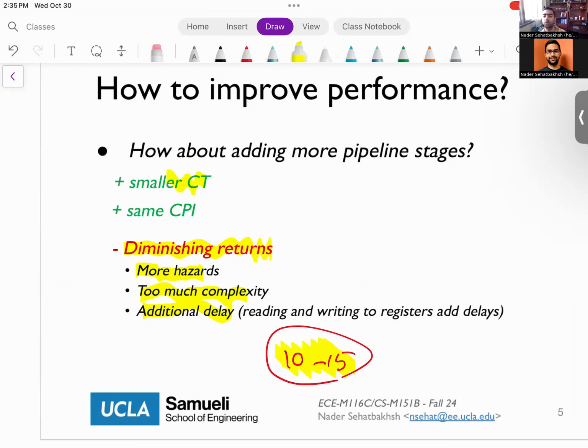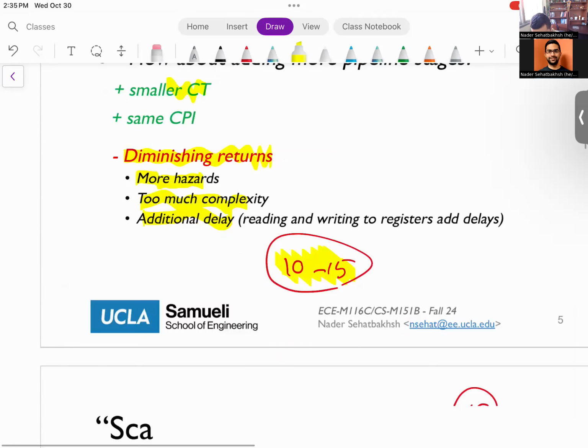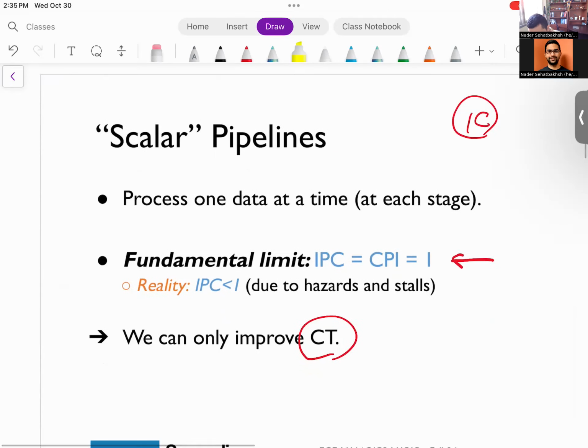So we hit the wall at some point where we can no longer add more pipeline stages, CT stays the same, and CPI is always equal to 1, which means IPC is also equal to 1. Another thing to consider is that the reality is CPI is usually more than 1. In other words, IPC is less than 1. The reason is that we need to have stalls. For example, although we have forwarding, for things such as load-use hazards, we still need to stall.